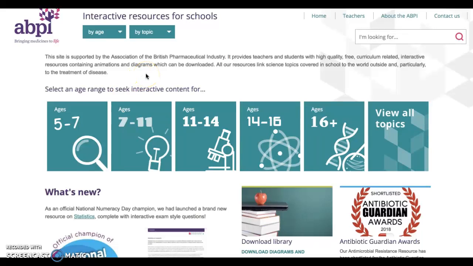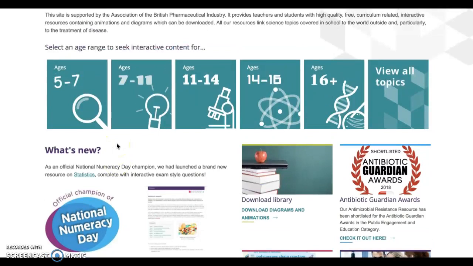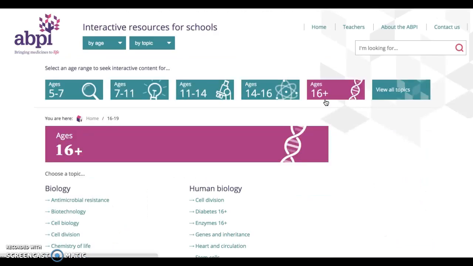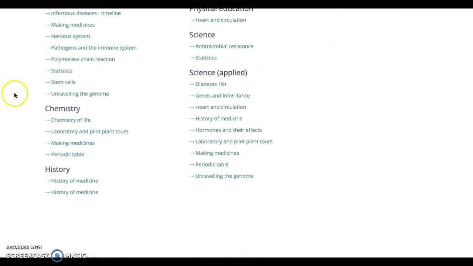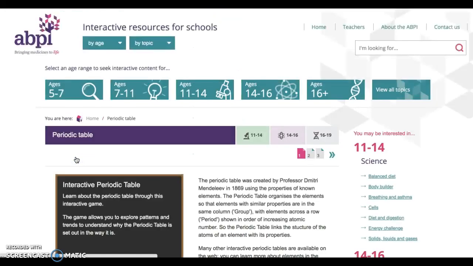So this is a website that provides a lot of great resources for, as you can see, a lot of different ages and grade levels related to science, biology, chemistry, that sort of thing, and all different grade levels and skill levels. So for high school chemistry, they have a lot of different interactive resources and materials.